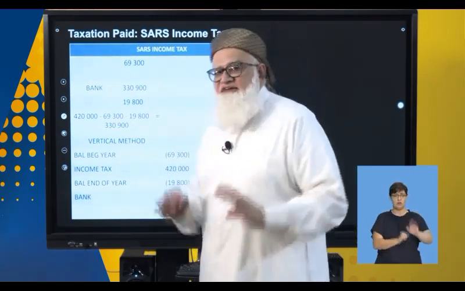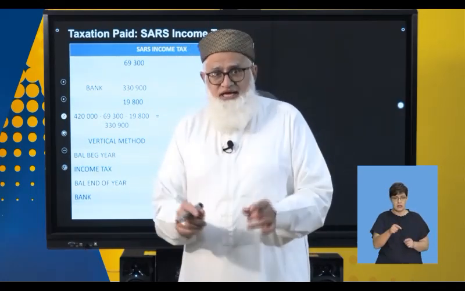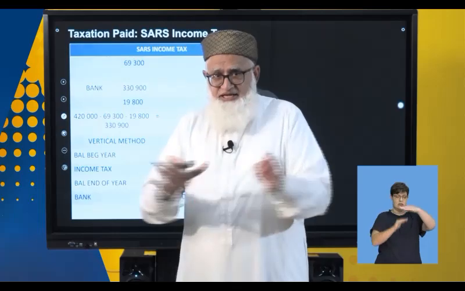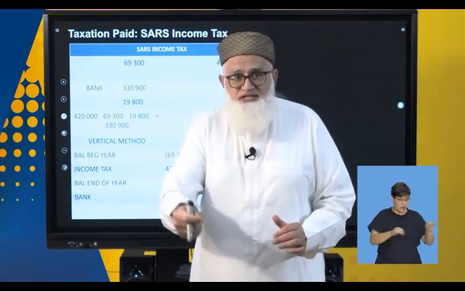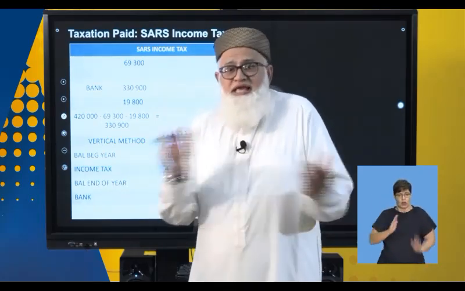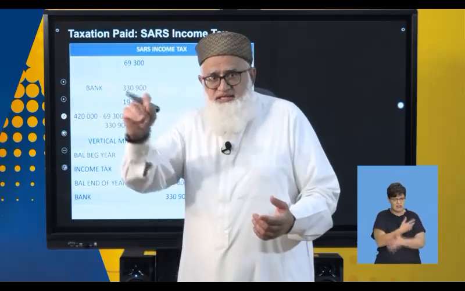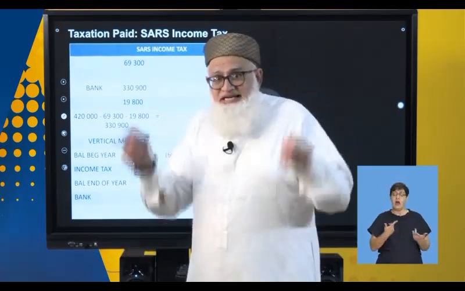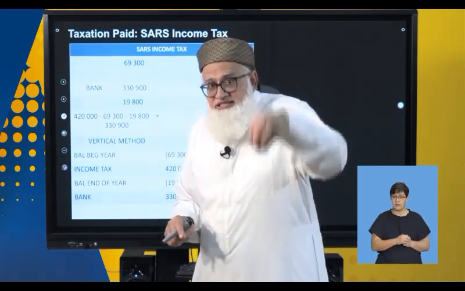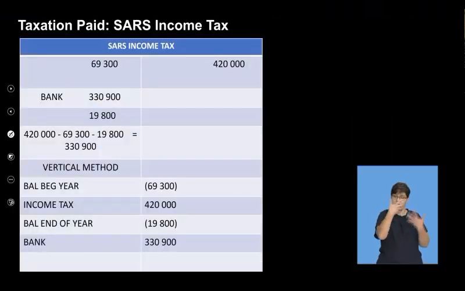Here again, you don't have to take a ruler and a pencil and draw a T account with a 90-degree angle. No, it's a rough calculation, people. Clock is ticking, you're fighting for time. You don't even have to label the account as SARS income tax like I've done here. You just put S in IT because you know exactly what you're talking about. The idea behind this is you're determining the amount of taxation paid. So there goes, debit side, opening balance, 69,300.